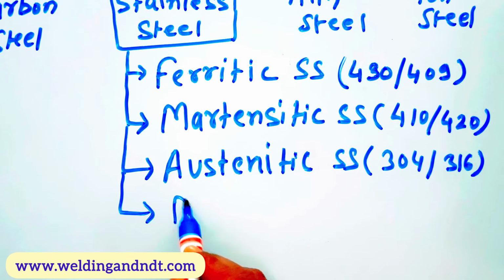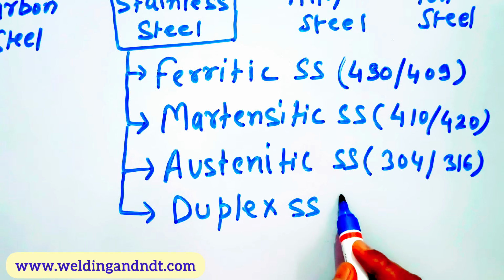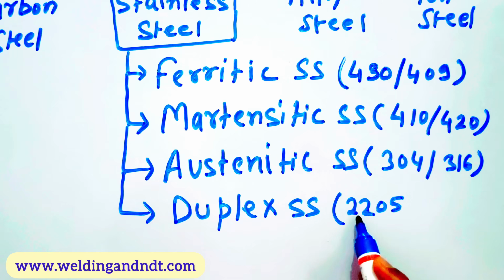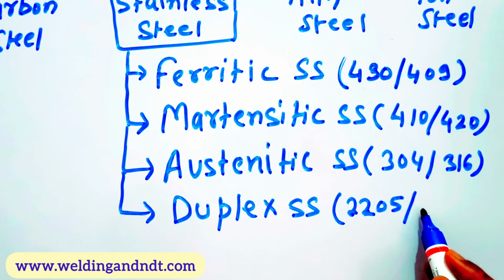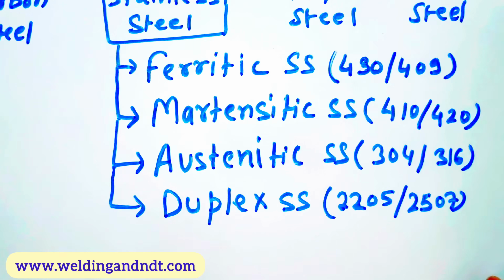And then you have duplex. So duplex is very famous stainless steel, and in duplex you have material grades like 2205. This is 2205, and one more is 2507. So there are many more grades, but I am writing some of the grades.